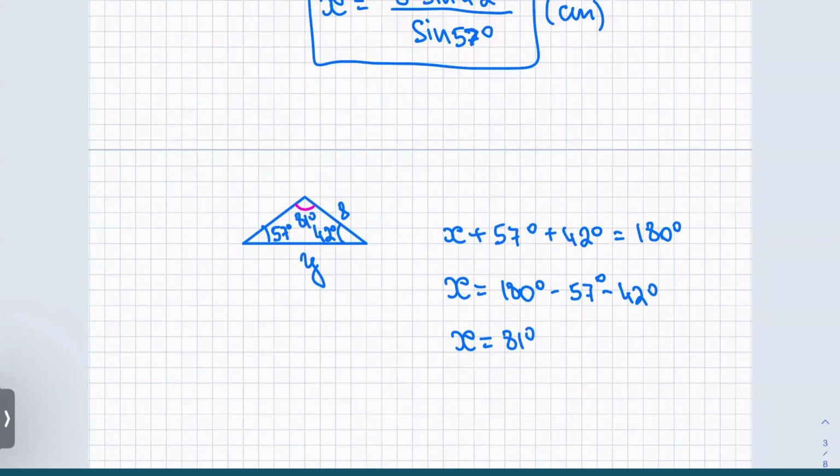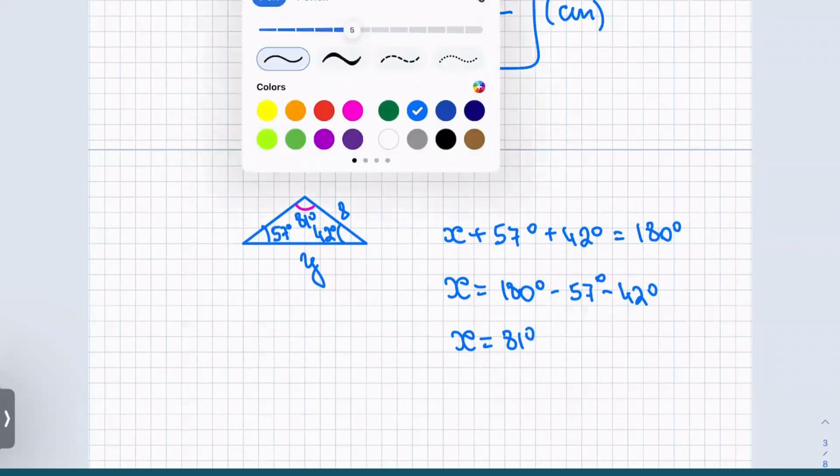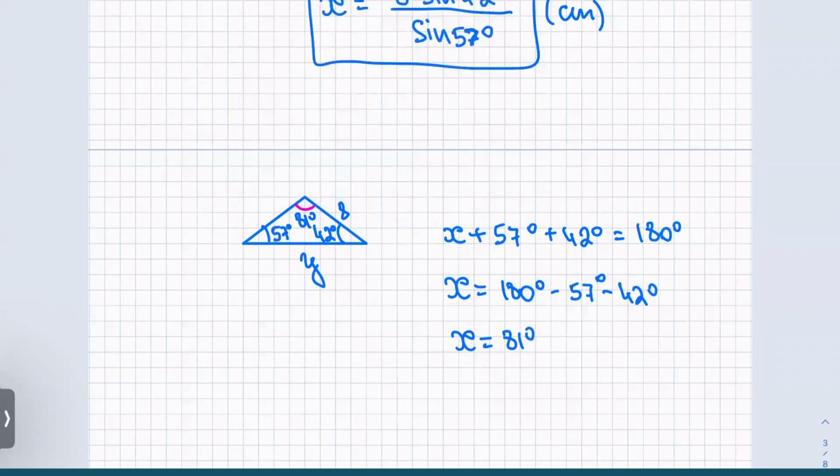So now, dear students, we can apply the law of sines. But let's see which data we'll pick to be able to apply this law of sines. We want to find y, so we need this opposite angle. Now let's see which other sides we are given.